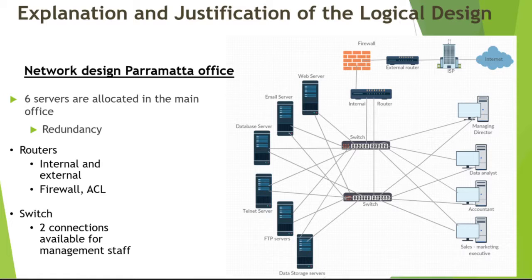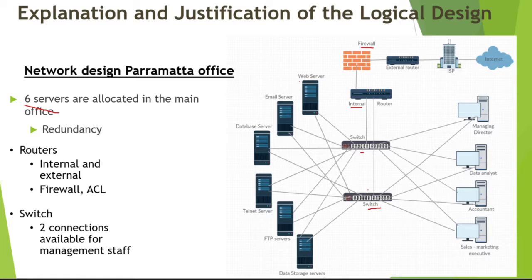In terms of the network design at Paramata office, 6 servers are allocated in the main office. Servers are connected to 2 different switches, providing redundancy. Therefore, in case of any failure, a backup network can respond and process the traffic temporarily. Although this configuration can increase significantly the cost of the project, it supports one crucial feature of information security, which is availability. Servers are also connected to the internet through an internal router, which uses a protection firewall.